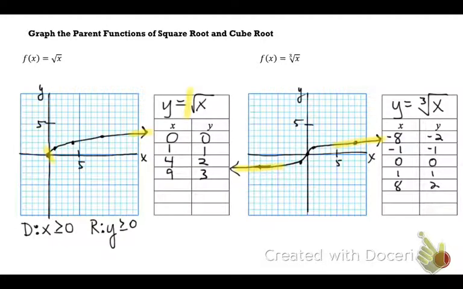And then if we identify our domain and range, we don't have any limits. We can plug in any negative, zero, or positive real numbers, and then we will also get all real numbers out.